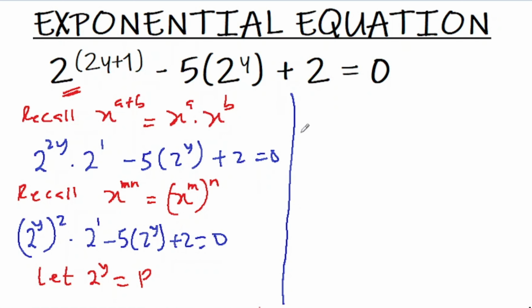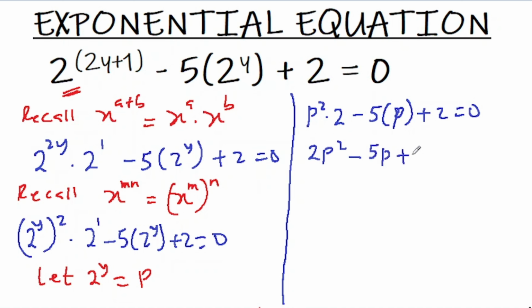So therefore, we are going to have p squared multiplied by 2, negative 5p plus 2 is equal to 0. So here we have a quadratic equation, and that is 2p squared negative 5p plus 2 is equal to 0. So what we're going to do here is look for two numbers that we can multiply together to give us 4. The coefficient of p squared is 2, and we'll multiply it by the constant, which is 2. That's going to give us 4.